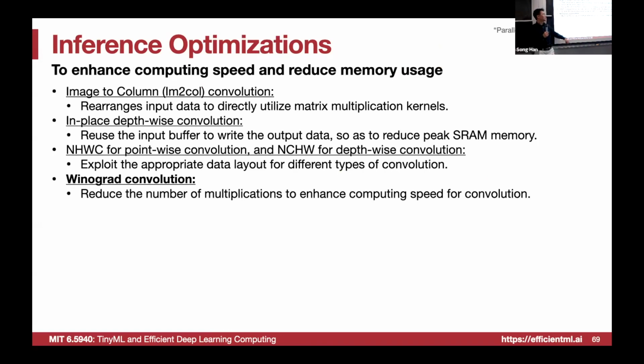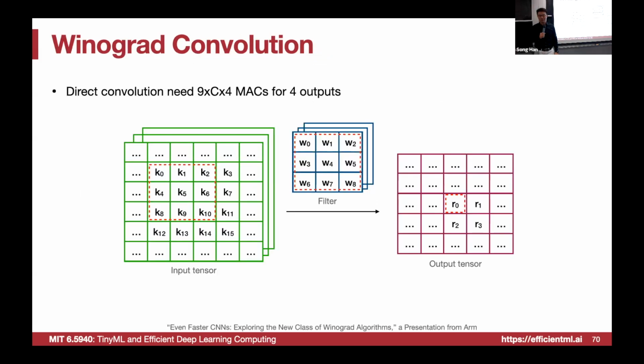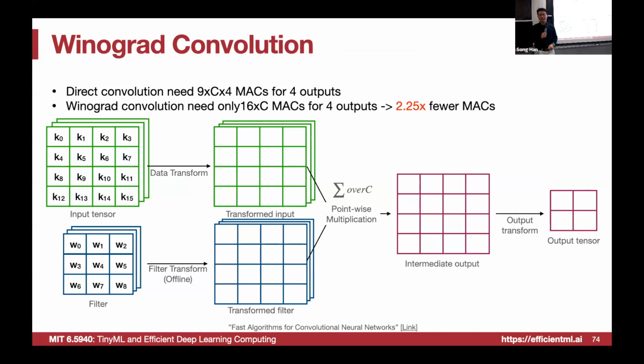And finally, a magic convolution, which is called Winograd convolution. What it is doing is that conventionally, we are doing convolution in this way, moving the input, moving the output. How many multiplications do we need to calculate 4 outputs? Each output we need 3 by 3 times C, so 9C for each output. We have 4 outputs, so that's 36C MACs for 4 outputs.